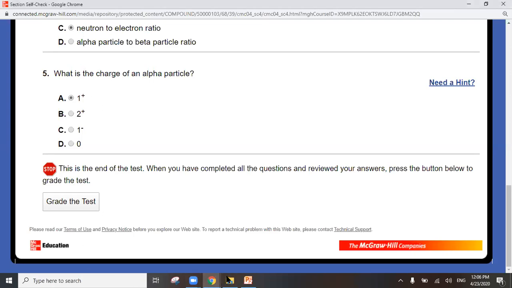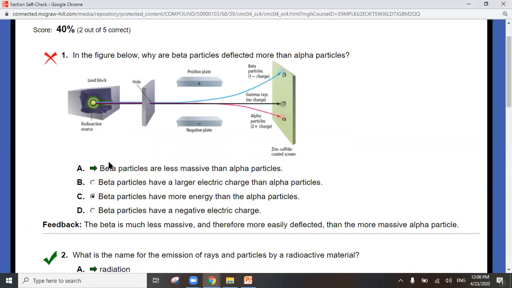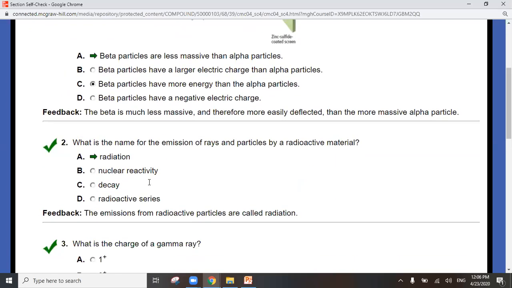Now we are going to grade our test to know the correct and wrong answers. First one, as Asmari said, it's no. Beta particles have more energy. Beta particles are less massive than alpha particles. As they have less mass, they will deflect more than larger mass. The beta is much less massive and therefore more easily deflected than the more massive alpha particles. Okay, Asmari.